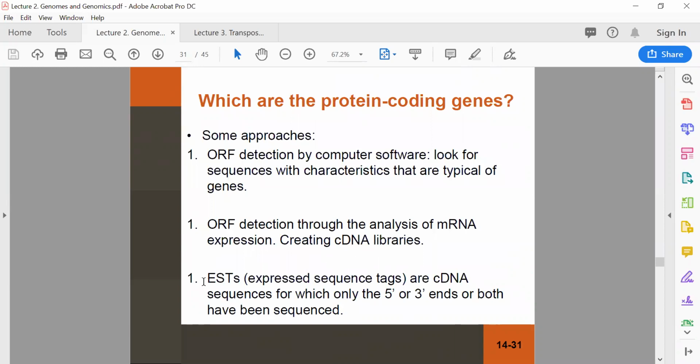All right, there's also large sets of cDNA molecules available for which only the 5' or 3' ends or both ends have actually been sequenced. And these are referred to as ESTs, or expressed sequence tags. So these expressed sequence tags can be aligned with the genomic DNA itself to determine the boundaries of the actual gene, or the boundaries of the transcript.